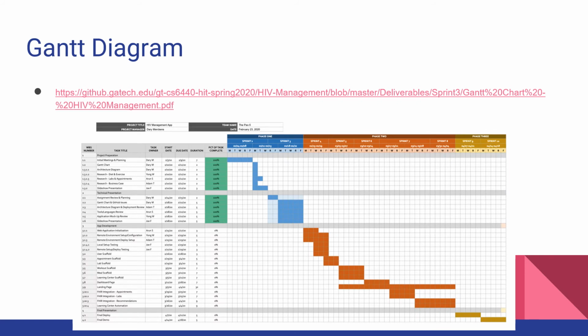My name is Derry Merkins, and I'm the project manager for the Pac5 HIV management application. Taking a look at our Gantt chart, we're about to move into phase 2 of our project, which will entail the actual development of the application itself. The initial sprint will cover getting our local environment set up, along with the remote environment on the HDAP Kubernetes cluster. After that, we'll begin developing the basic functionality of the application, including appointment and lab tracking, fitness logging, the learning center, and the patient dashboard, as well as the landing page for initial visitors to the application.